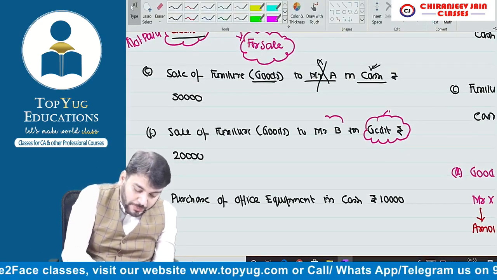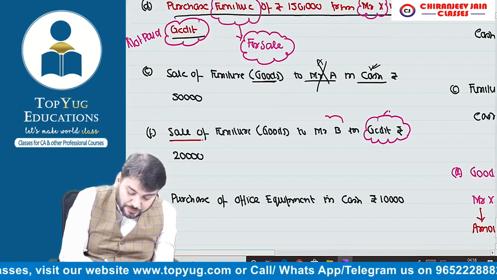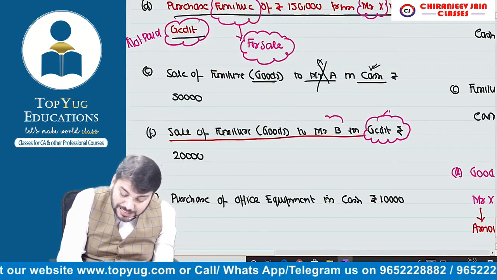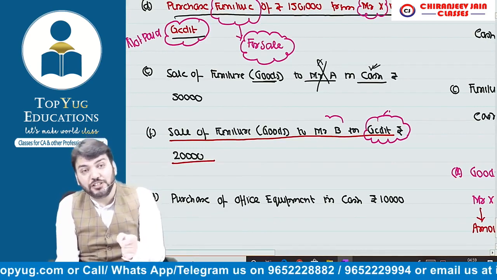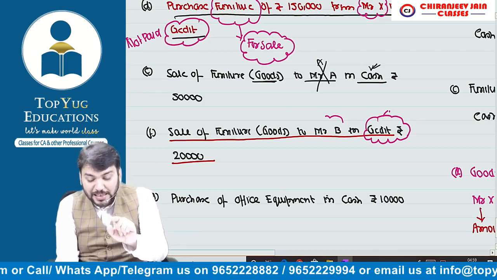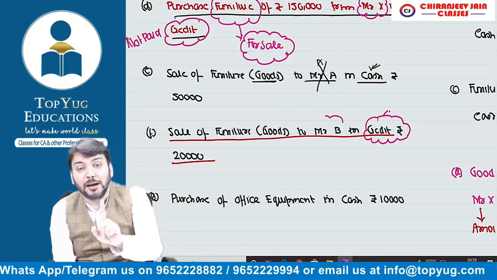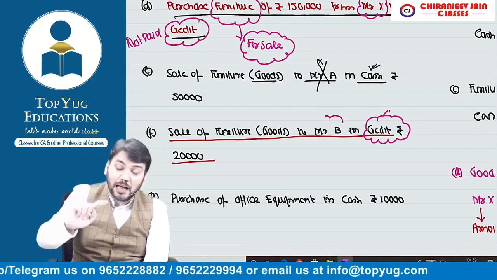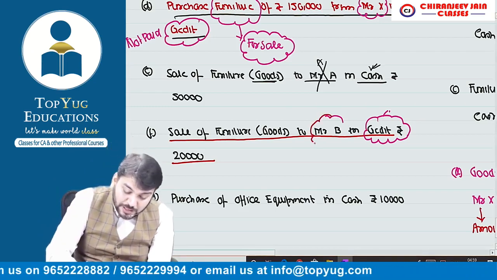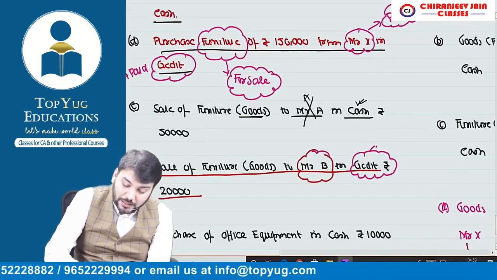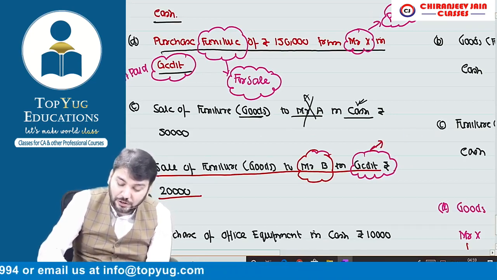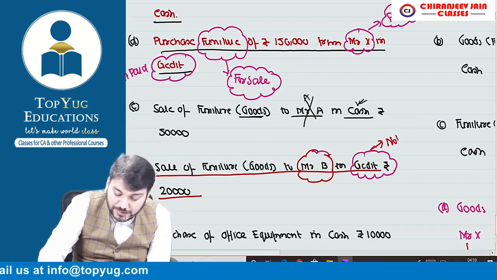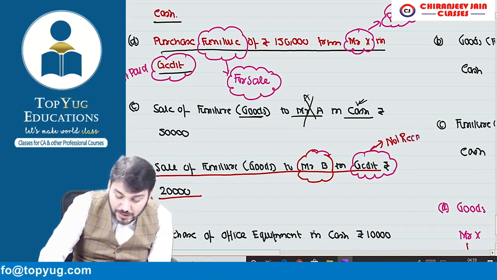Then next, point number F. The sale of furniture to Mr. B in credit. So can I say sale of furniture to Mr. B in credit? Till now the amount is not received, therefore the amount is receivable from Mr. B. When I am saying in credit, this amount is not yet received.